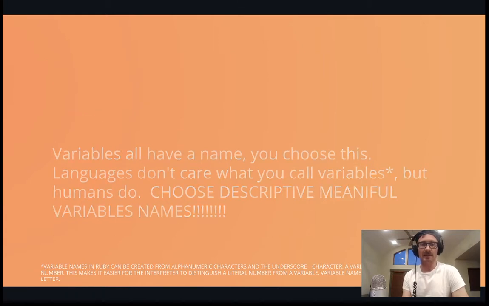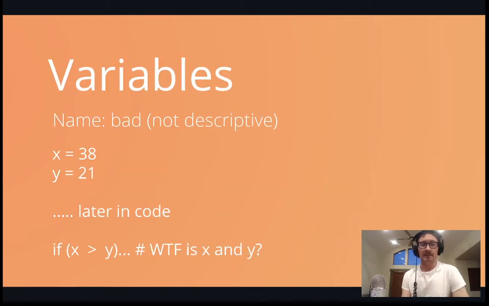Okay, so let's look at this. This is where variable names, if you're not descriptive, are bad. So we have x equals 38 and y equals 22. These are valid variable names. Ruby's not going to complain. But later in our code, we're going to maybe see them being used: if x is greater than y. Now this is going to be hard to read. Like, what is x here and what is y? It's not going to be easy to tell.